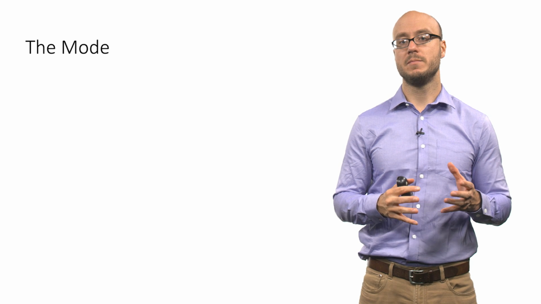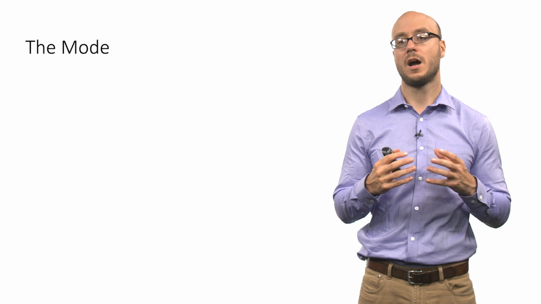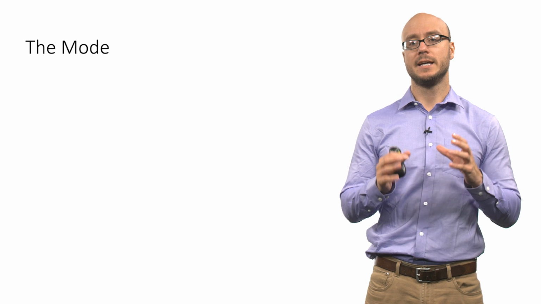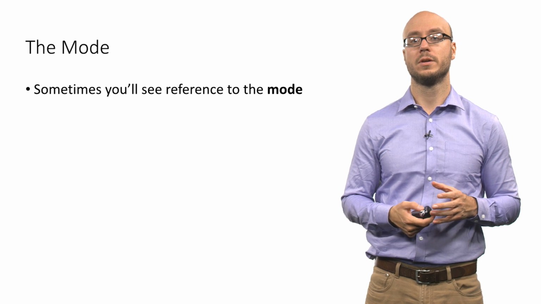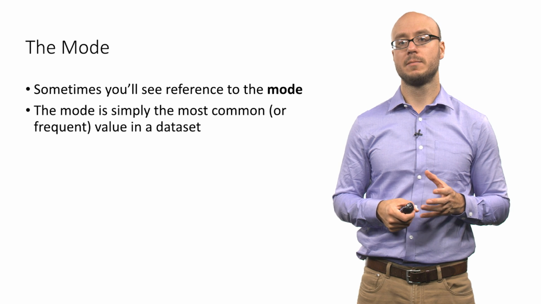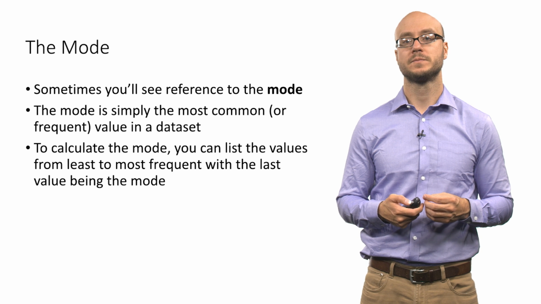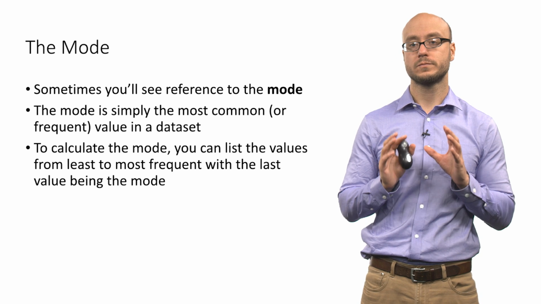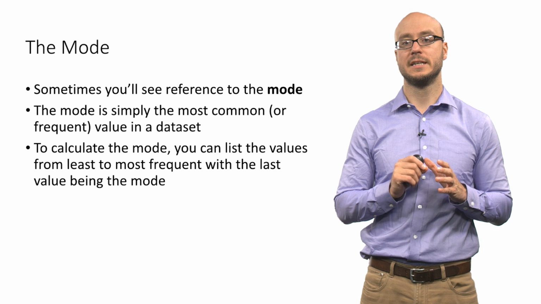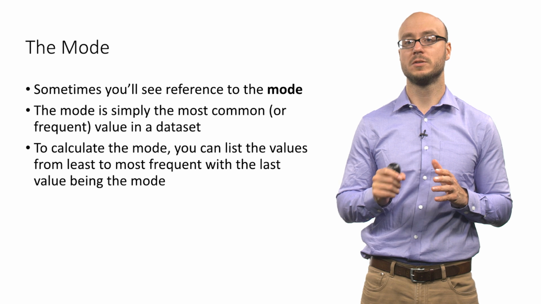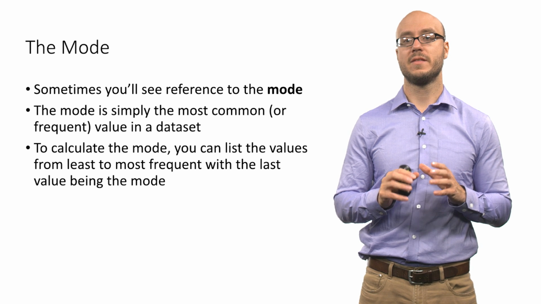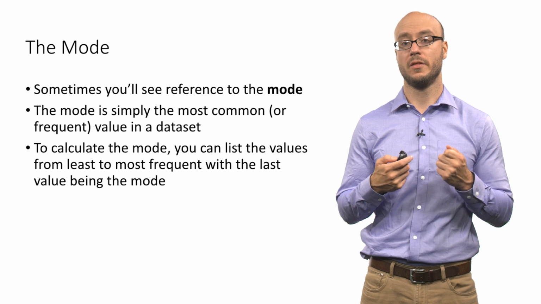Now we've talked about the mean and the median. Another common measure that is usually lumped in with measures of central tendency is something called the mode. The mode is simply the most common or frequent value in a data set. So to calculate the mode, what you first want to do is list the values from least to most frequent, and then that last value will be the mode.